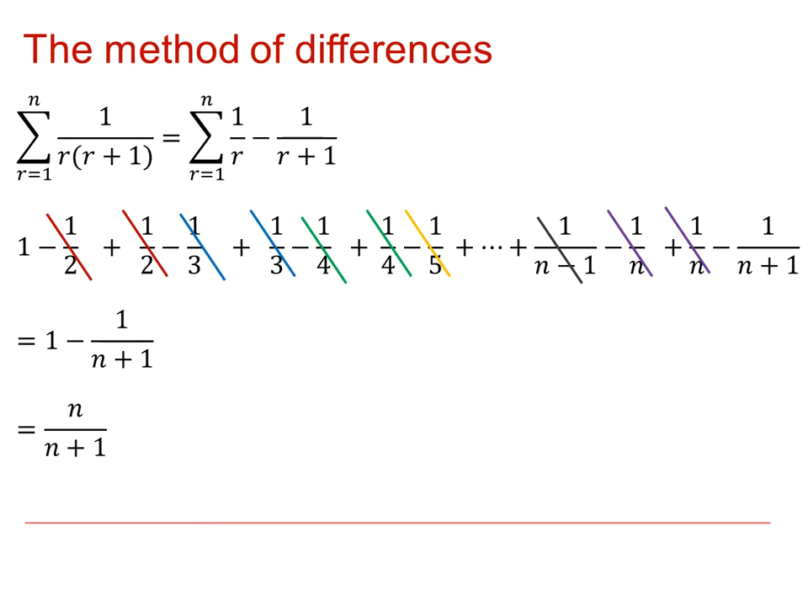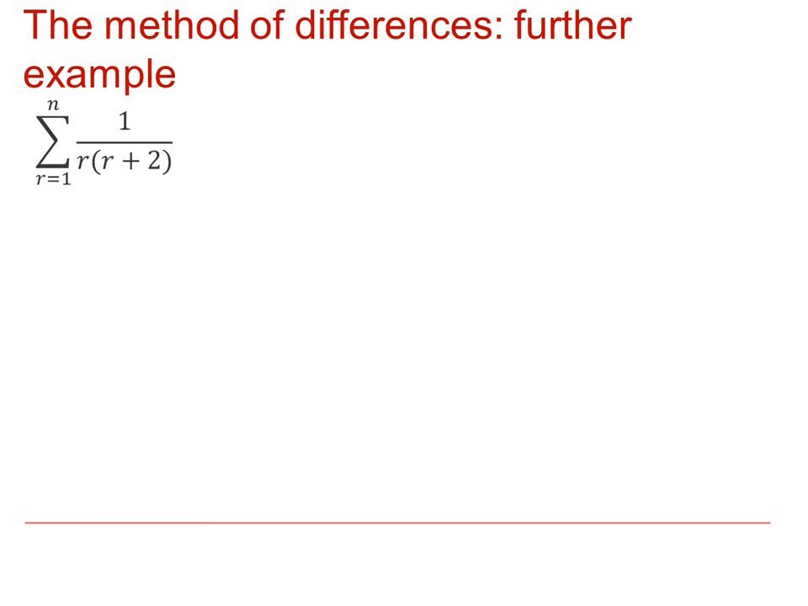Now it's not always the consecutive terms that cancel out. So just to show you an example where it's slightly different, I'm going to look at this one, 1 over r times r plus 2. Now we can show that 1 over r times r plus 2 is the same as 1 half, and then 1 over r minus 1 over r plus 2.